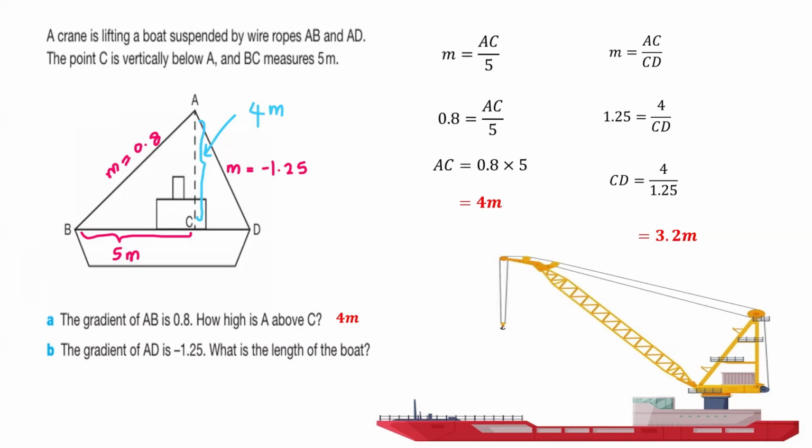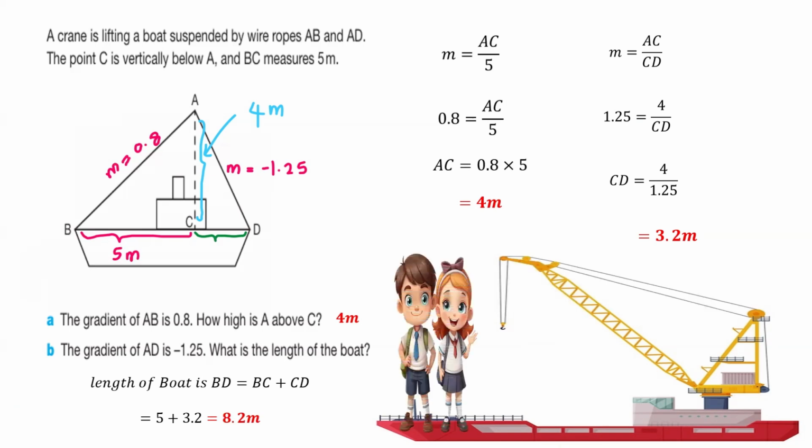What we need is the length of the boat. The length of the boat is BD, which is given by BC plus CD. We need to add the lengths. BC is already given as 5 meters, and CD we found as 3.2. Let's add them together, then you will get 8.2 meters. That is the length of the boat.